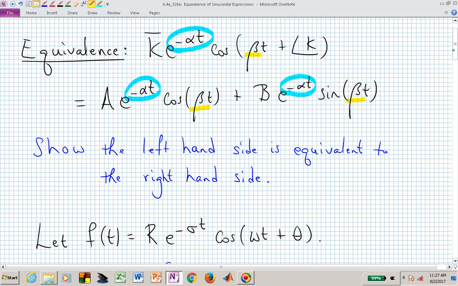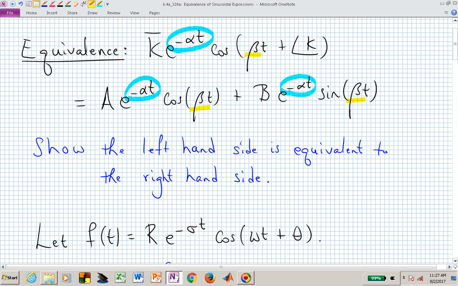I'm hoping that now you can see the connection between these. Capital R is now the k bar, the omega is the beta, and the sigma is alpha, and the theta is the angle of k.